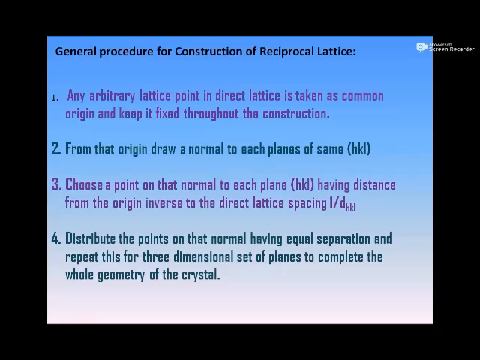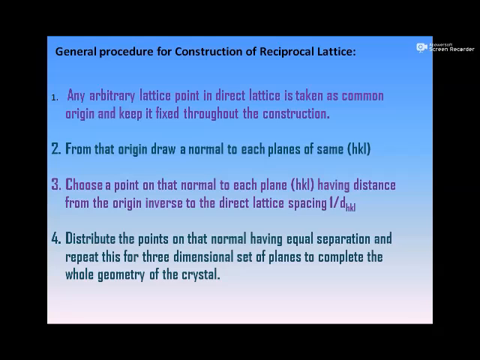Now how could you construct the reciprocal lattice? Choose any arbitrary set of planes and any lattice point as a common origin for the construction of a reciprocal lattice. Now keep that point fixed. Keep that particular point which you choose to generate this reciprocal lattice fixed throughout the construction. From that origin, draw a normal to each plane having the same HKL.